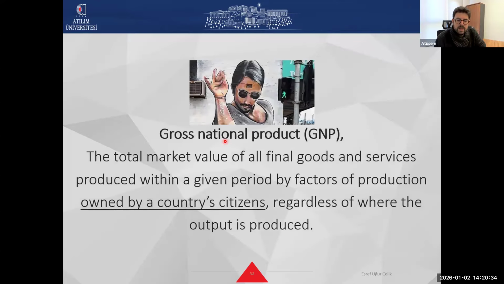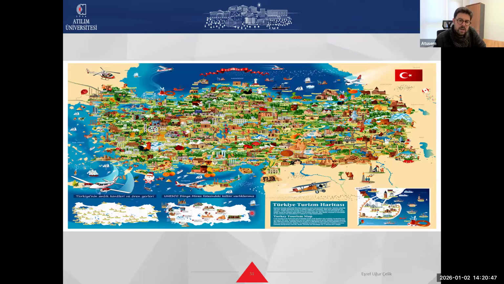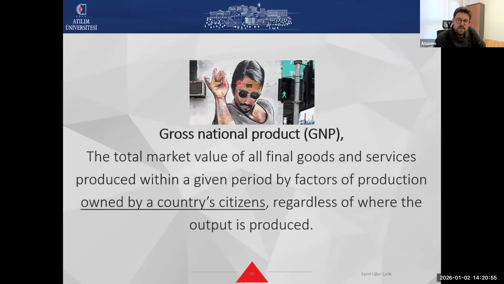What about the GNP? Nearly the same definition, but it focuses on the country's citizens' production. GDP looks at the value within the borders of a country, but GNP focuses on nationality. But we can focus on the GDP.